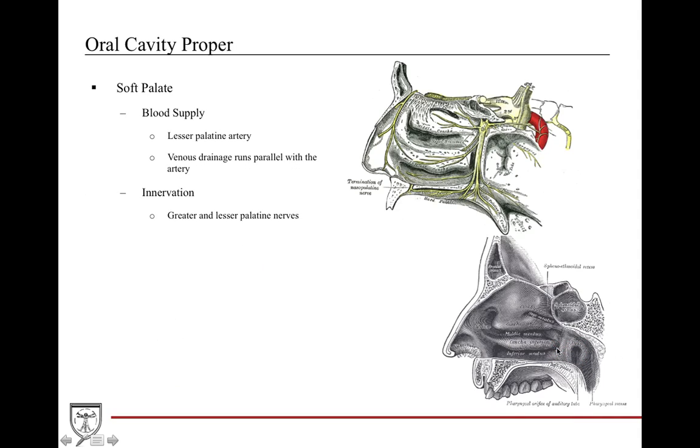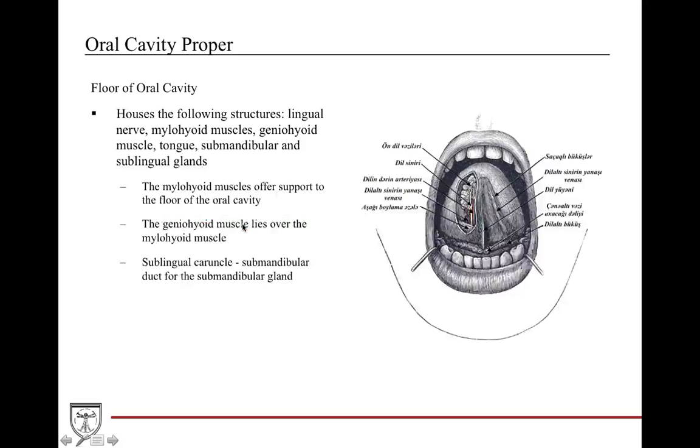And with the soft palate, just as we mentioned before, you have arterial vessels that come down through the greater palatine canal and then become the lesser palatine artery, providing blood to the soft palate area. So lesser palatine artery to that area. And again, venous parallels the arteries. Innervation is via the greater and lesser palatine nerves, and most notably the lesser palatine nerves.